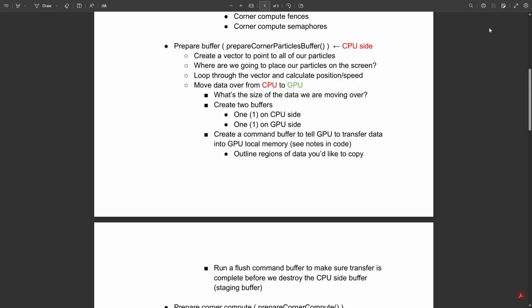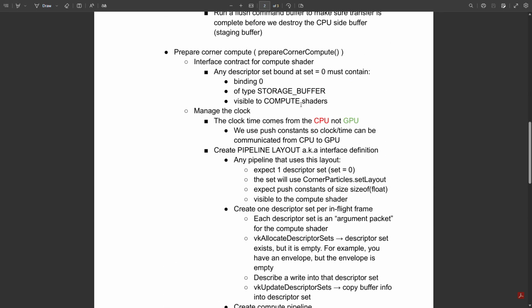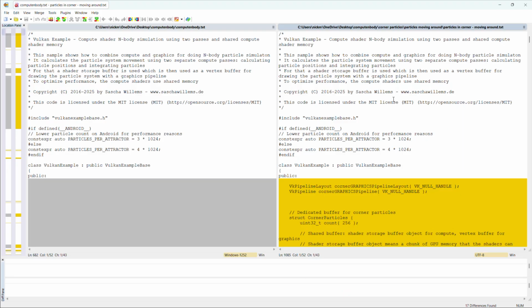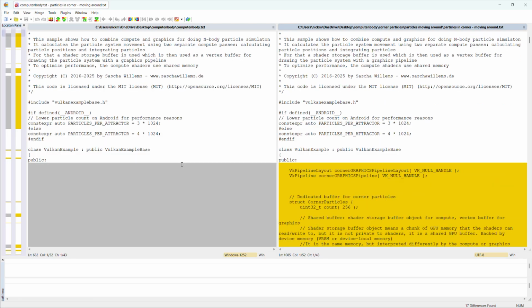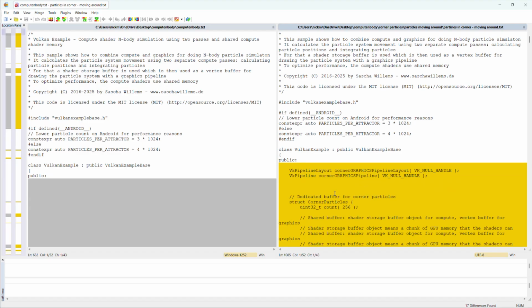But what I want to do is just go through the actual changes. So we have all this stuff. This is the original file, right? And then this is the modified file that has basically all our changes for the corner particles. So we create our variables, corner graphics pipeline layout and corner graphics pipeline, as we said in our notes.